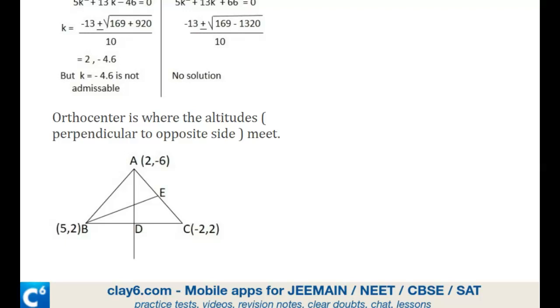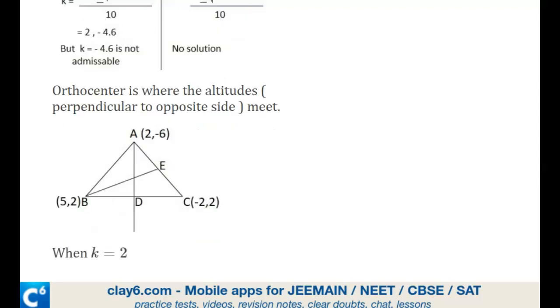How do we find out the slope of AD? AD is perpendicular to BC, and there are 2 points given. Very quickly, you see that B's y coordinate and C's y coordinate are the same, which means that BC's slope is 0. If BC's slope is 0, then right away you know that AD is a line parallel to the y-axis. How far is it? Because there is a point A which is 2, this is going to be x equal to 2.